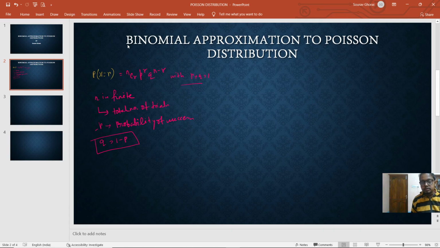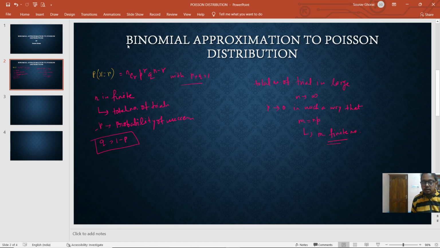But now the condition is that when the total number of trials is large, that means n tends to infinity, and the probability of success, that is p, tends to 0, in such a way that m is equal to np. Here m is a finite number.